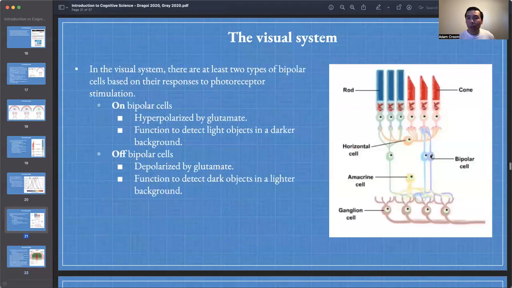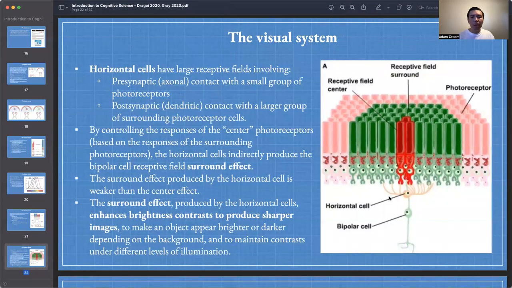All right, so we just talked about rods and cones and then bipolar cells. Now we'll talk about horizontal cells, which are this right here. See the bipolar cell, and this is the horizontal cell. We're talking about this now. Horizontal cells have large receptive fields involving both a presynaptic contact with a small group of photoreceptors and a postsynaptic contact with a larger group of surrounding photoreceptor cells. And the presynaptic contact is axonal, and the postsynaptic contact is dendritic.